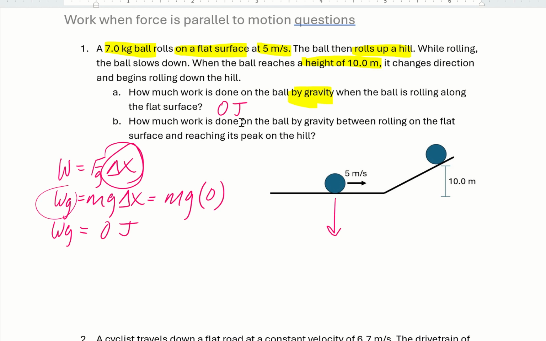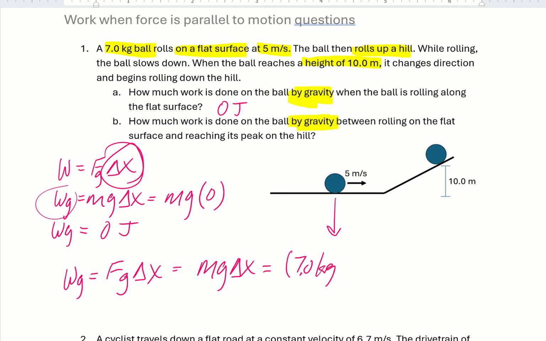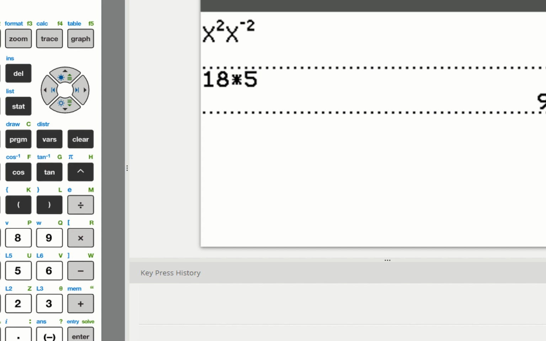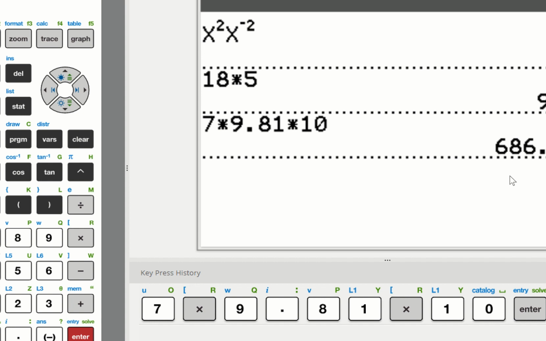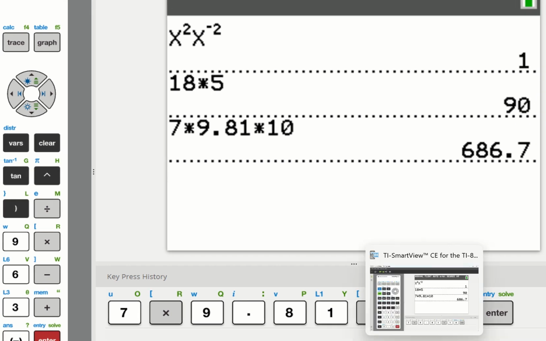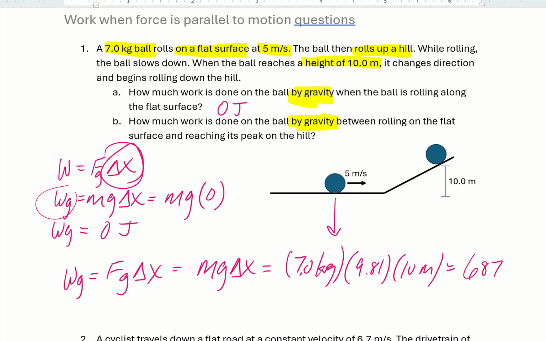Okay, how much work is done on the ball by gravity between rolling on the flat surface and reaching its peak on the hill? Again, we're only dealing with gravity right now. When it rolls up the hill, it's rolling up to a height of 10 meters. So now we have a displacement. The work done by gravity is the force of gravity times our displacement. Force of gravity is mg, so it would be 7 kilograms times 9.81 times our displacement of 10 meters. So 7 times 9.81 times 10 gives us a work of 687 joules. I'm going to round to the nearest whole number here. And that would be our answer.